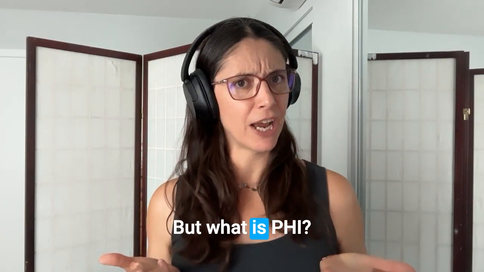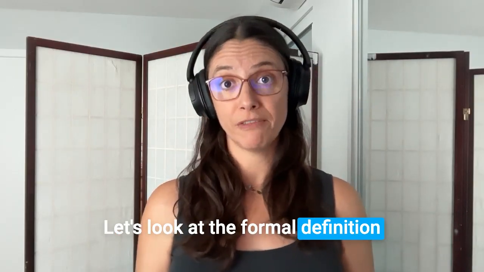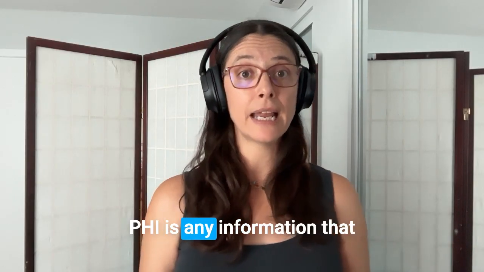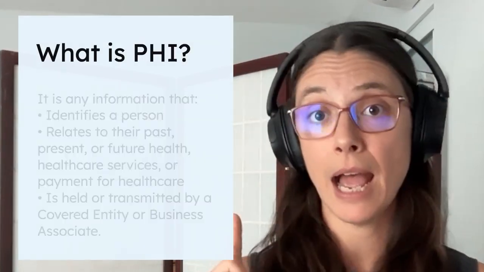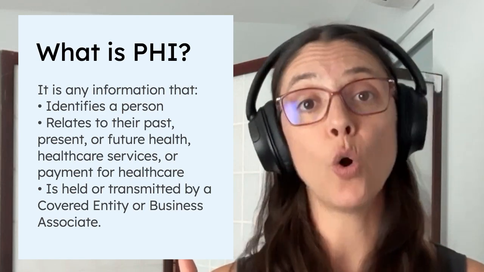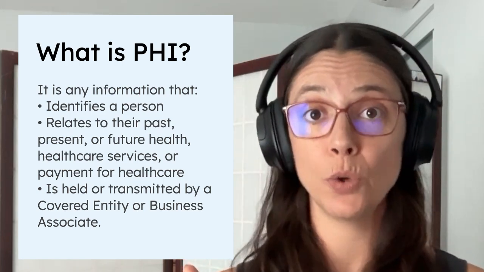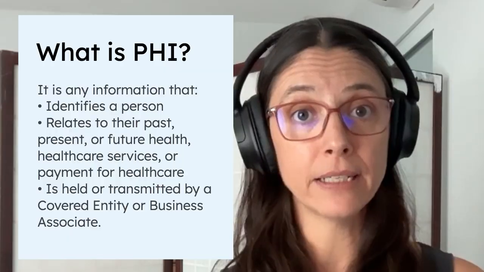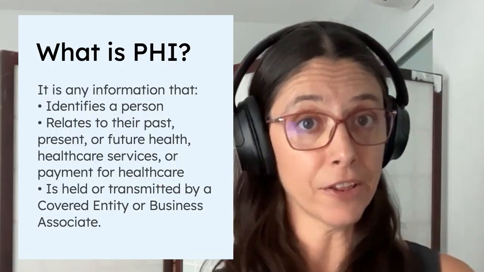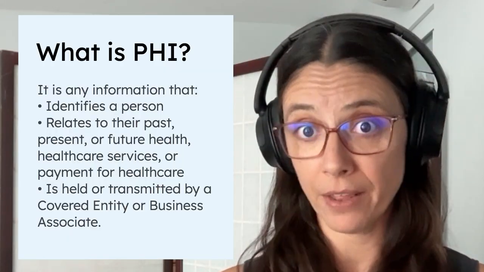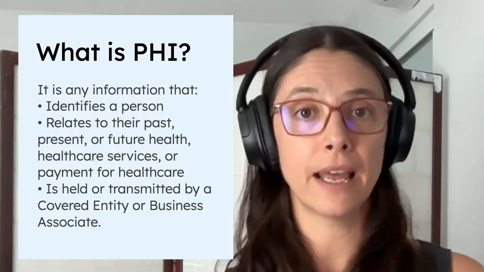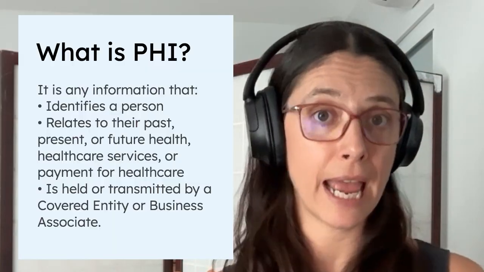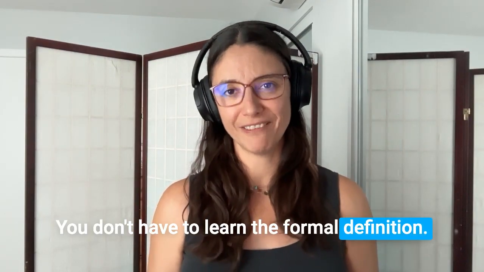But what is PHI? Let's look at the formal definition. PHI is any information that identifies a person or could be used to identify them, relates to their past, present, or future health, healthcare services, or payment for healthcare, and is held or transmitted by a covered entity or business associate. You don't have to learn the formal definition.